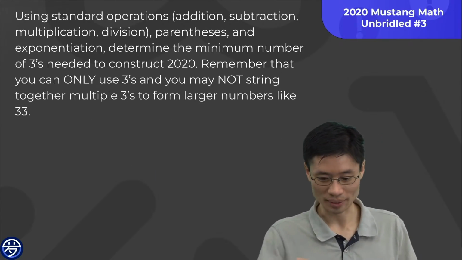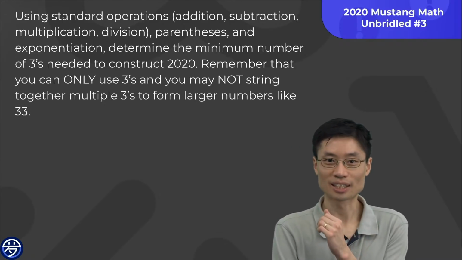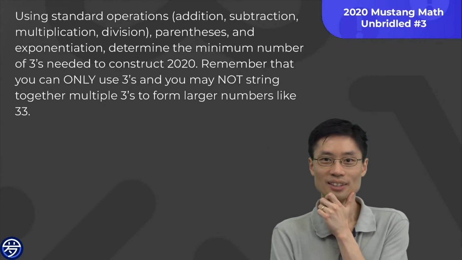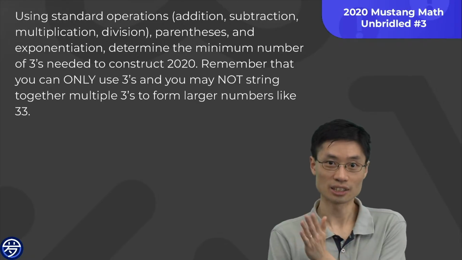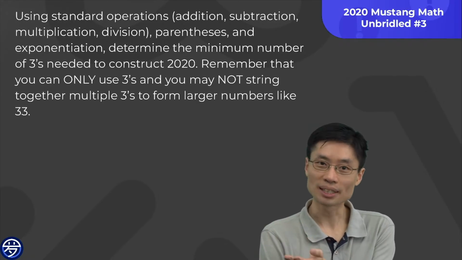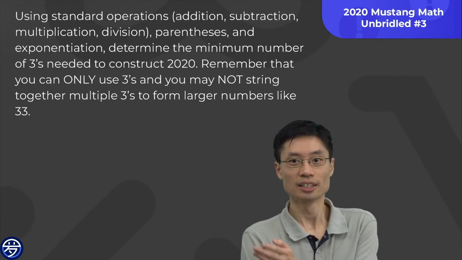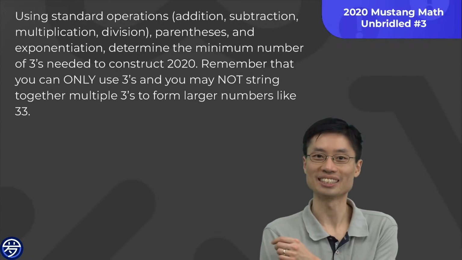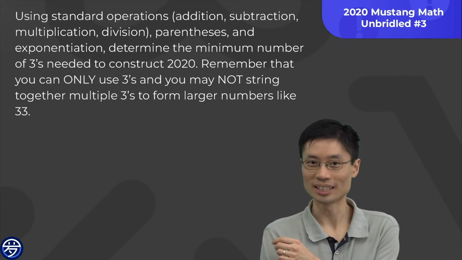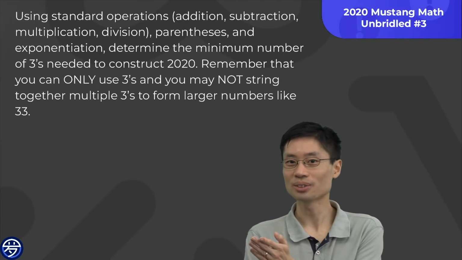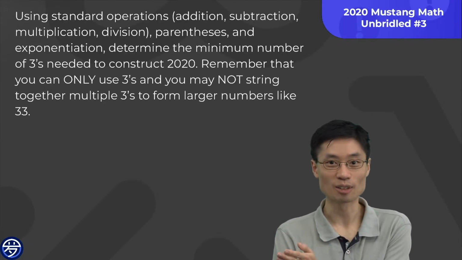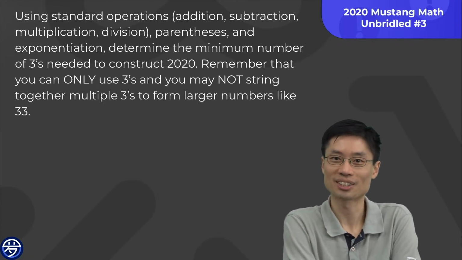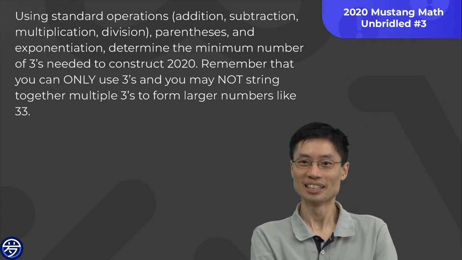Ooh, what's this about? You guys are giving me some hard questions here. Using standard operations, addition, subtraction, multiplication, division, parentheses, and exponentiation, determine the minimum number of 3's needed to construct 2020. Remember that you can only use 3's, and you may not string together multiple 3's to form larger numbers like 33. Oh wow, these are hard.